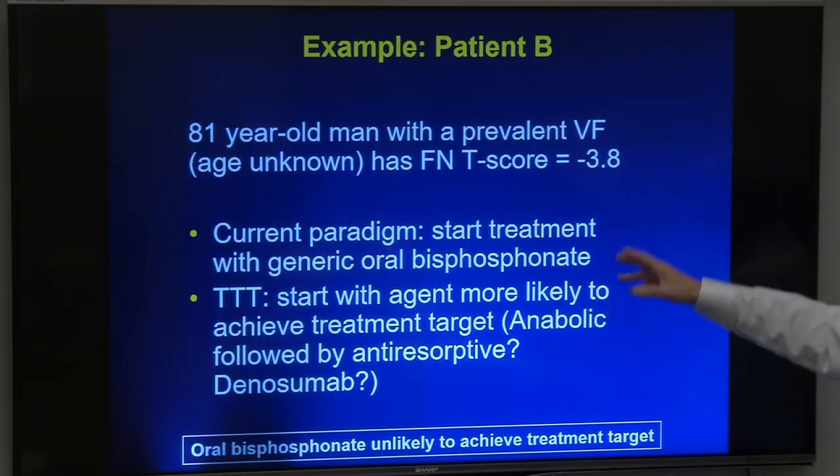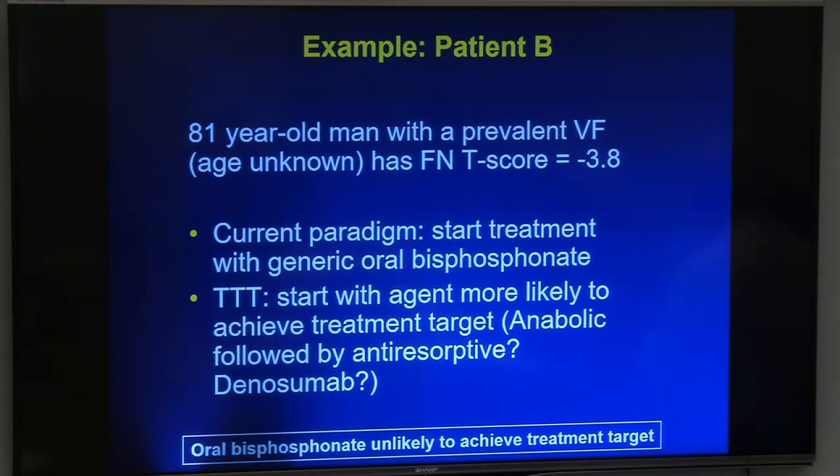I don't think. I mean, from -3.8 to -2.5, you're going to have to increase bone density by 13 to 15%. So the treatment to target idea would be to start with an agent more likely to get to where you want to go, and that would push you into the direction of an osteoanabolic or Denosumab. So there would be a little bit of a difference here. Your view might be to be more proactive than the standard approach to therapy.